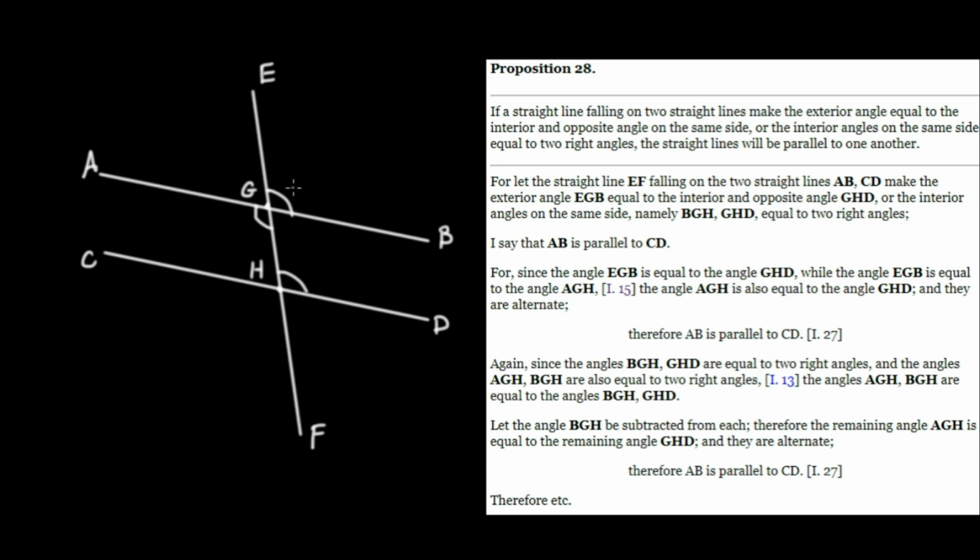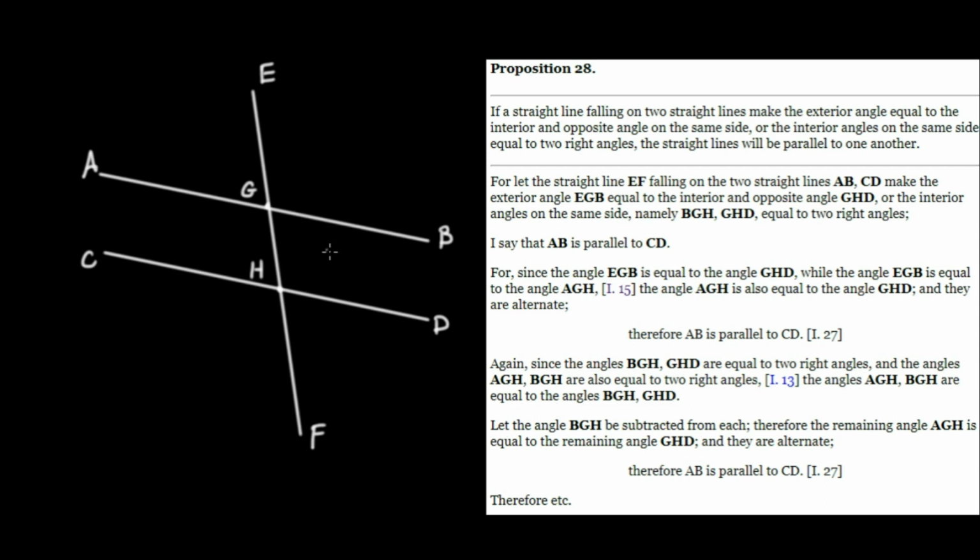So notice what's going on here is we have the angle EGB, which is the same as AGH. And notice now we have alternate angles, AGH and GHD. And we may conclude by the previous proposition, number 27, that when the alternate angles are equal, these two lines are going to be parallel. And let's think about the second part of the proposition.